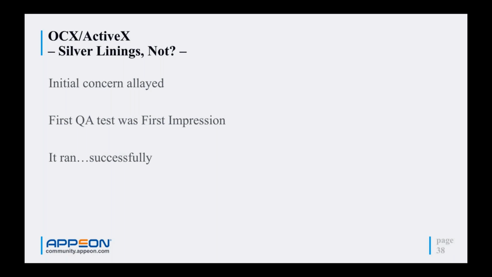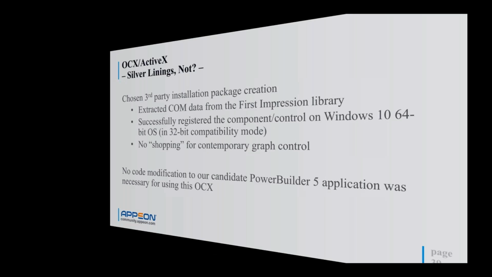Now, our initial concern was almost immediately allayed. You better believe it. We tested for this first. Once the PowerBuilder 5 libraries were successfully migrated to version 2017, the first portion of the application we tested was that, utilizing First Impression. It ran successfully.